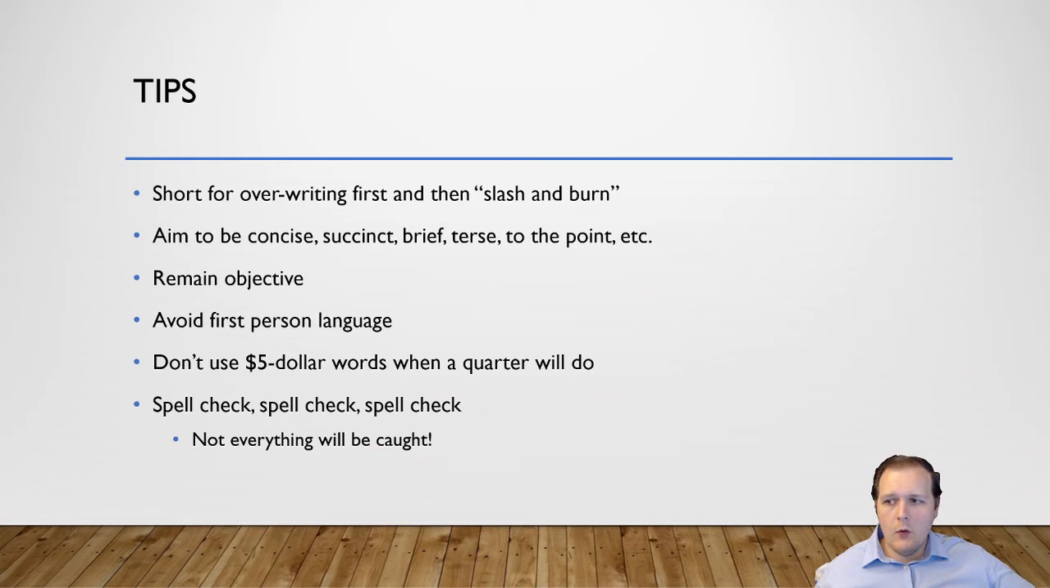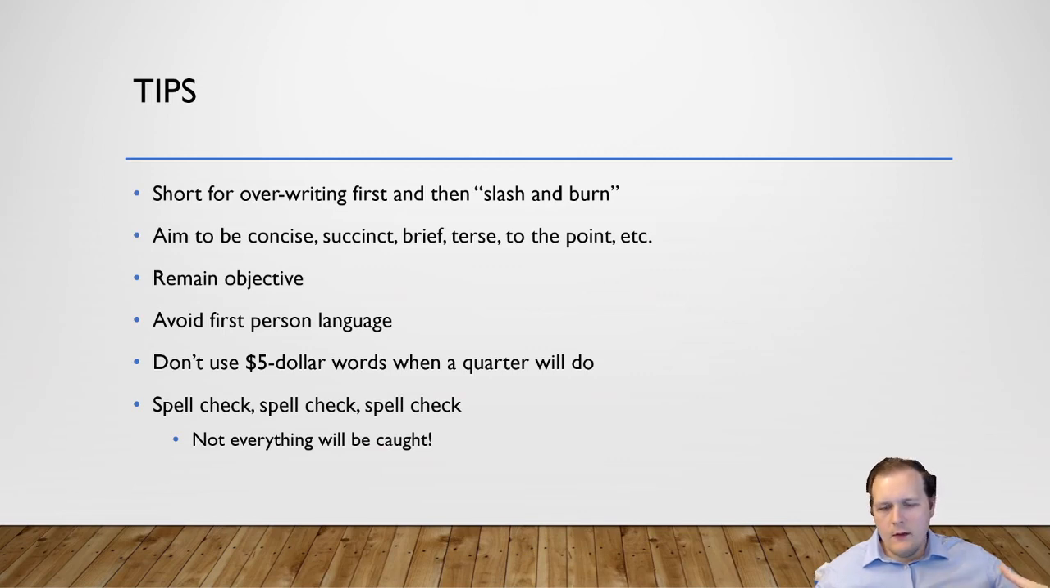Remain objective. You don't want to put a whole lot of subjective opinion in these sorts of papers. Just say what the facts were and what that supports in terms of a conclusion. So try to remain as objective as possible. And again, don't use any first person language. Don't say, I'm going to be researching this. Just say, this research will look at such and such. It's a tendency a lot of people who've never done this type of writing before will have.